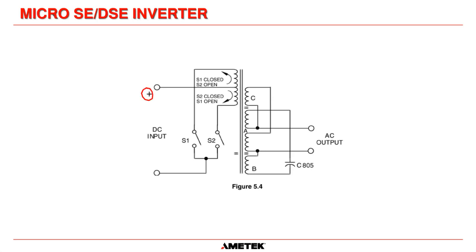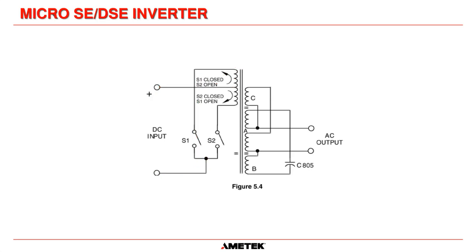So we have our positive from the DC here, and we have our negative from the DC there. So if we have S1 closed and S2 open, positive will go to the center tap of the transformer here. And if S1 is closed, that allows a path through this transformer down to the negative of the system. So that will make the center point of this transformer positive with respect to negative on the bottom of the transformer.